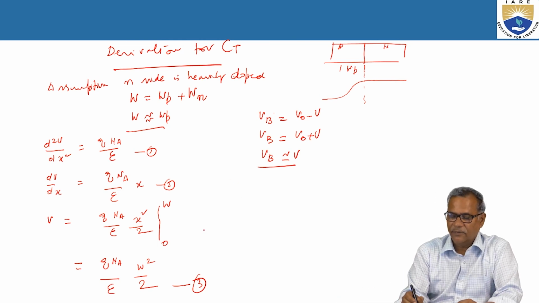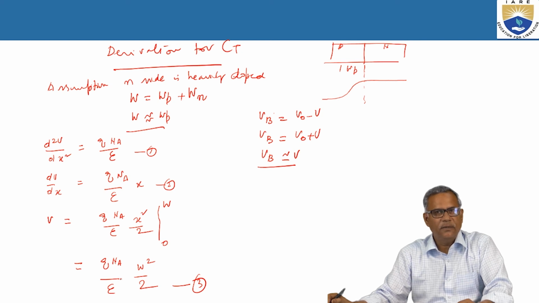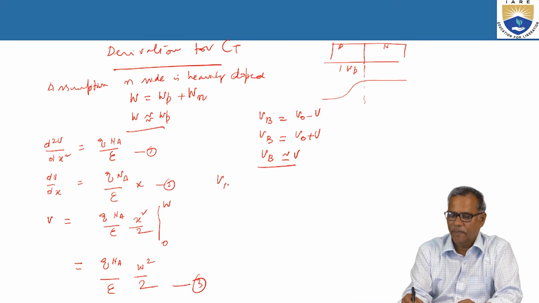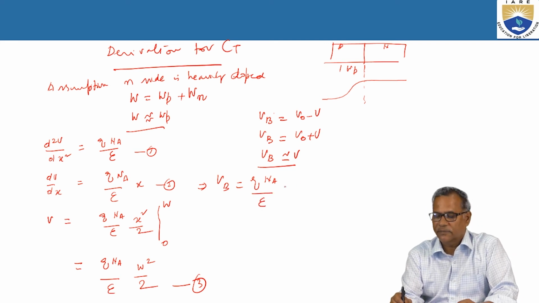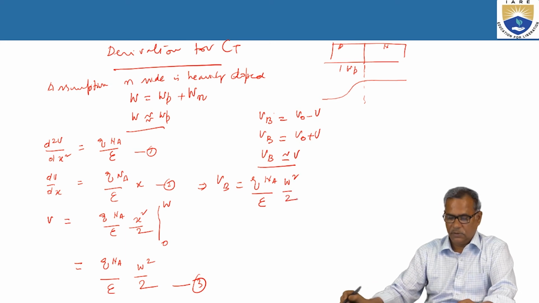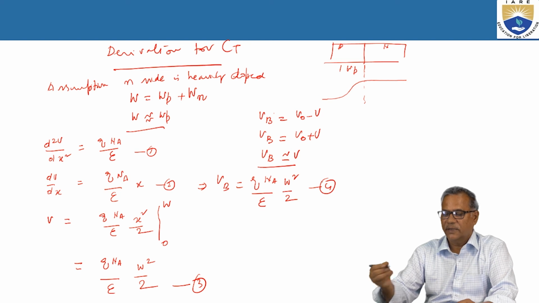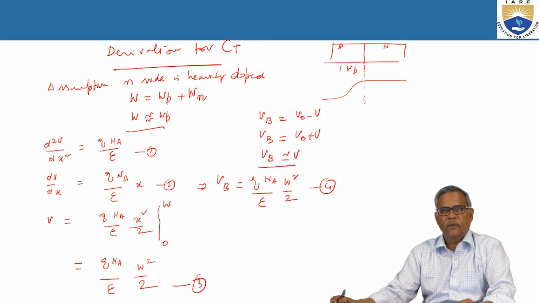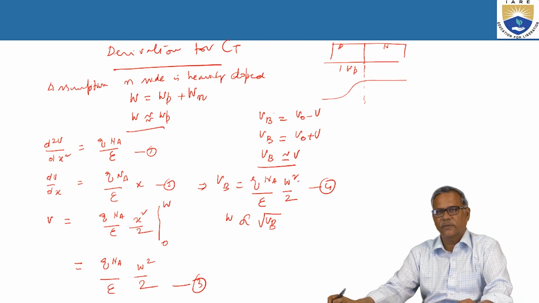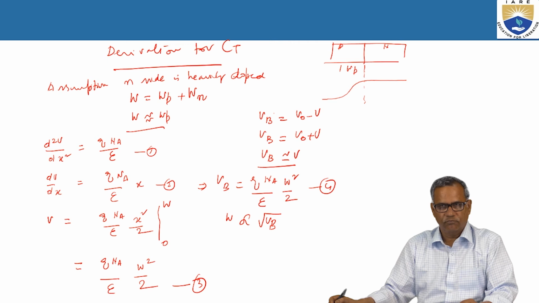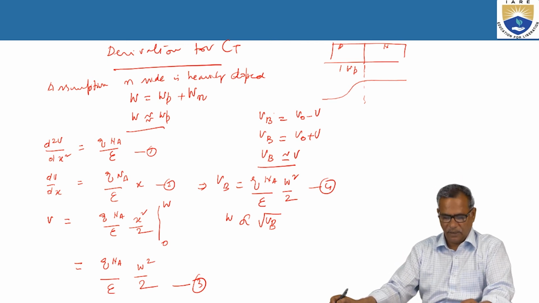So we can say that the barrier potential, what is V? V is equal to qNA by epsilon into W square by 2. So we can say that VB is equal to qNA by epsilon into W square by 2. So this is equation 4. So from this equation 4, we can infer that the width of the depletion region is proportional to VB, or we can say that W is proportional to square root of VB, because we are having W square here. So we can say that the width is proportional to square root of the barrier potential.